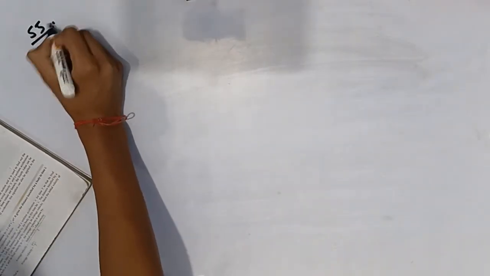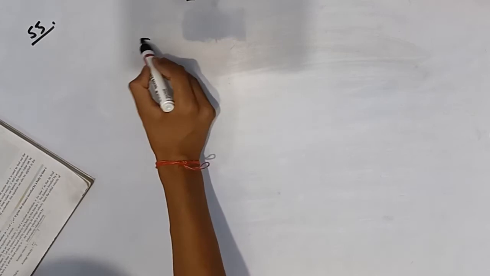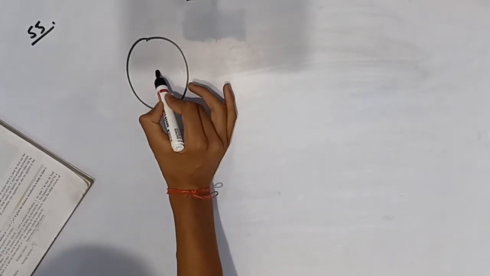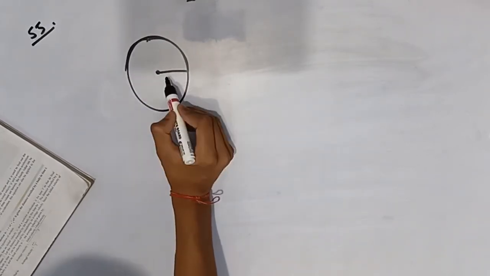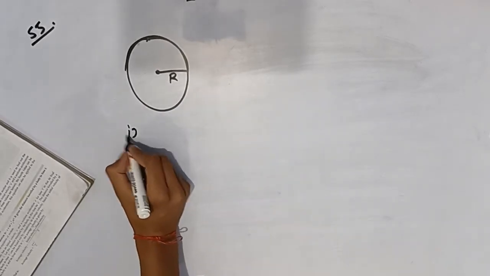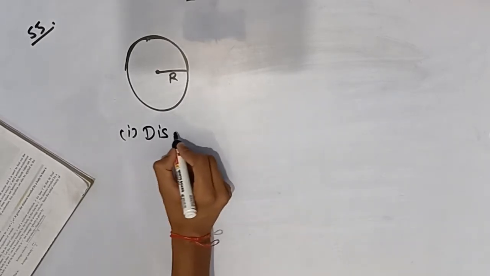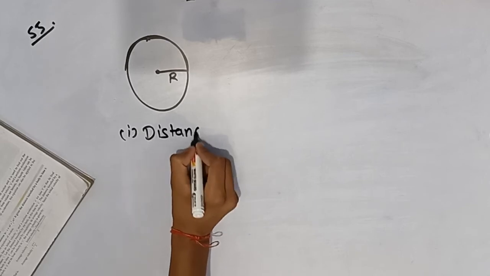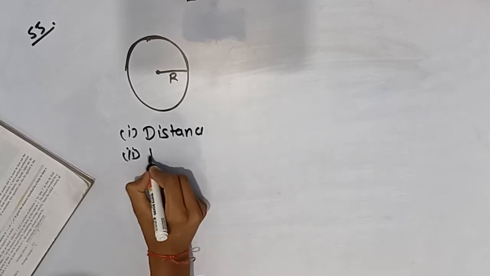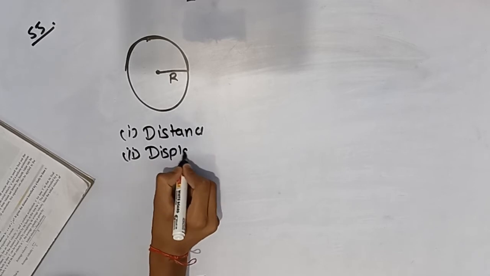See, we will solve question number 55. What question number 55 says is that a body is moving along a circular path of radius r. Means there is a circular path and a body is moving on the circular path with radius r. What will be the distance traveled and the displacement? Means we have to find the distance, and second, we have to find the displacement. So how will we find this?